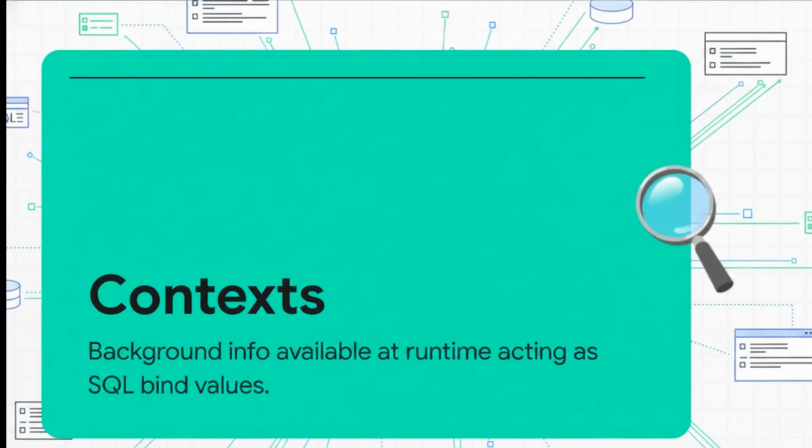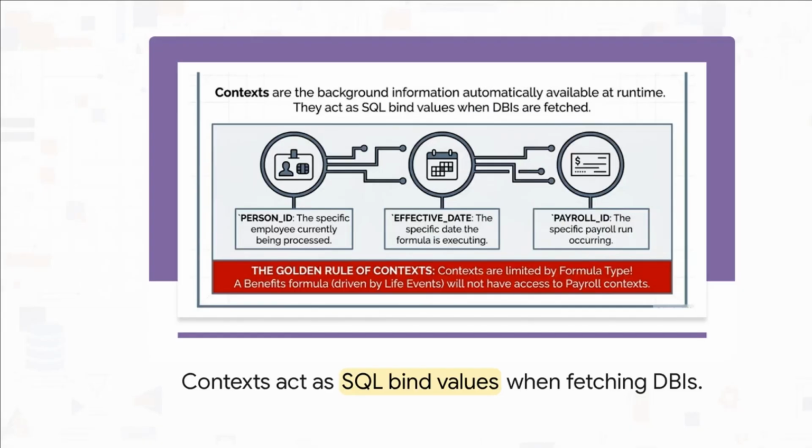We need to comprehend the invisible background environment that powers these variables. This environment is built on contexts. Basically, contexts dictate what specific data your formula can actually see at the exact millisecond it executes. They function precisely like SQL bind values when you're fetching DBIs. Observe the critical rule at the base of this visual. Contexts are strictly limited by formula type. Iska matlab hai, a benefits formula simply will not have access to standard payroll contexts. They are kept separate. If you call a DBI without the right context, the formula will inevitably fail.